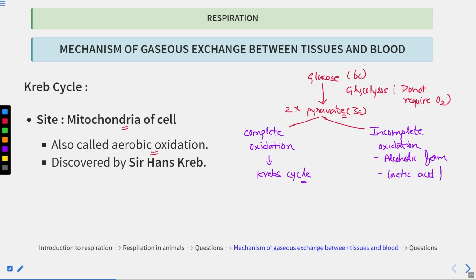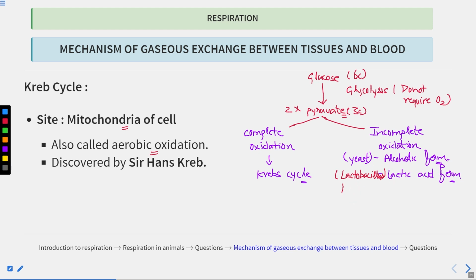Examples we have already seen. So anaerobic respiration is also known as fermentation. There are 2 types of fermentation, alcoholic fermentation and lactic acid fermentation. Alcoholic fermentation takes place, what is an example? It takes place in the yeast, and it is also used for the preparation of alcoholic beverages. Lactic acid fermentation takes place in a lactic acid bacteria known as lactobacillus.